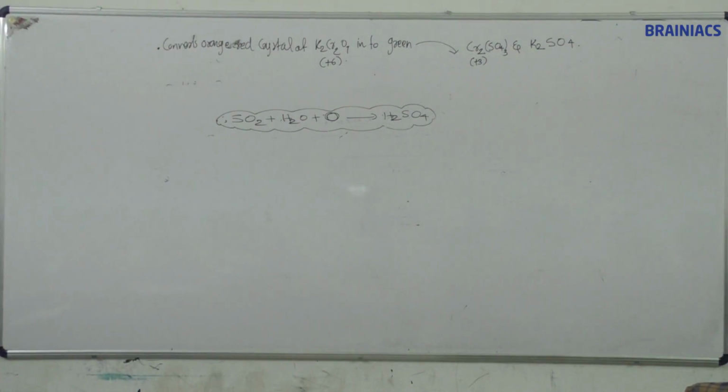K2Cr2O7 gives Cr2(SO4)3 and K2SO4. How many SO4 are used? That much amount of H2SO4 is required. If it is 2 H2SO4, 2 H2O will be there. If 4 H2SO4, 4 H2O will be there. And finally count the number of oxygen on both sides.